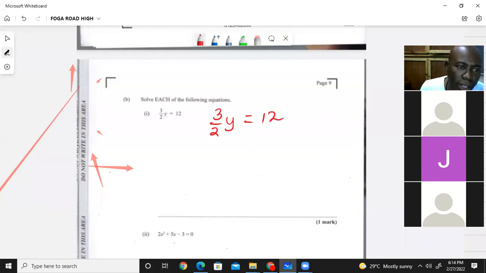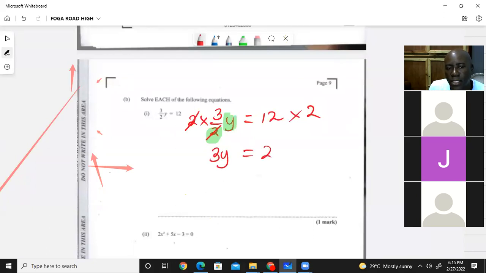Solve each of the following. When you solve, you're finding an unknown. So right now we want to have the y. But you can see that whenever we have a little denominator thing, we try to get rid of it. So what we're going to do is get rid of the denominator. We'll multiply both sides by 2. On the left side, though, this will cancel that. So we have 3y equal 24.